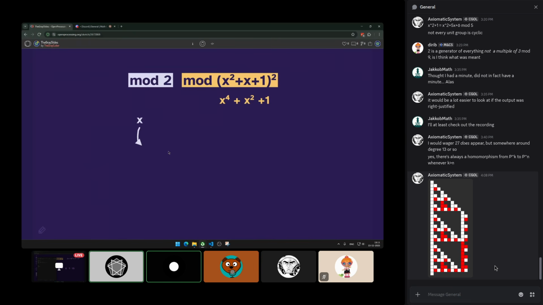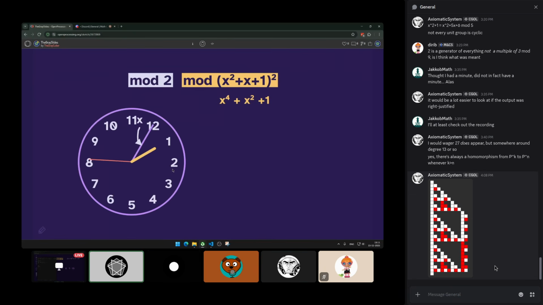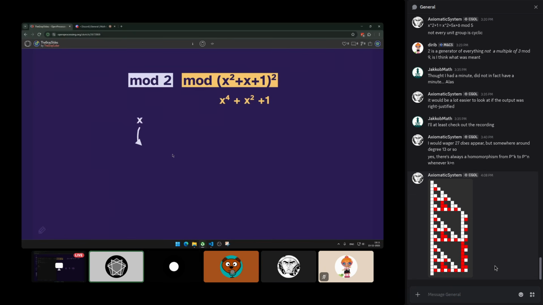Forgot what that button was. That's my clock button. I accidentally pressed the clock button.